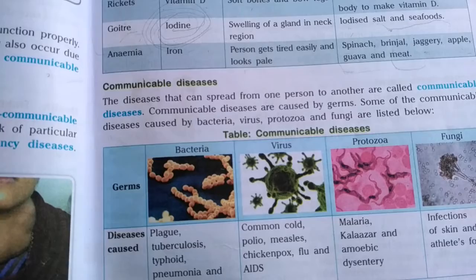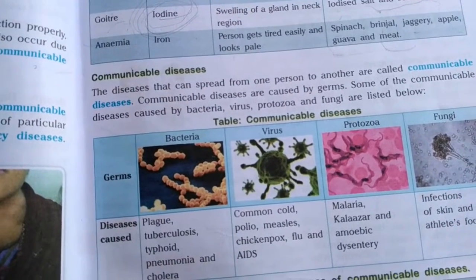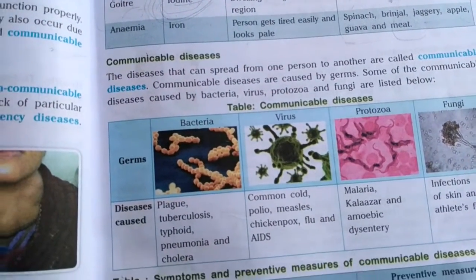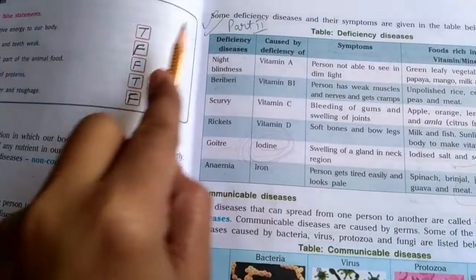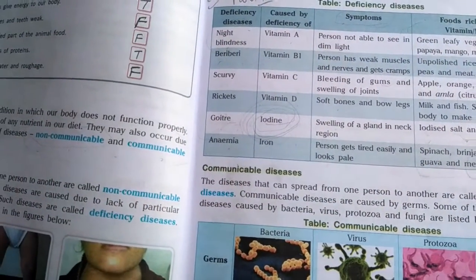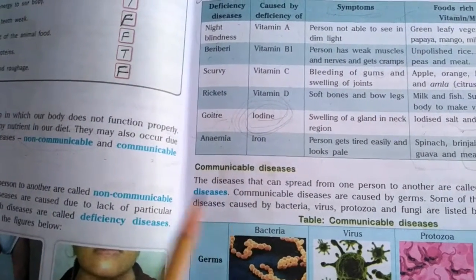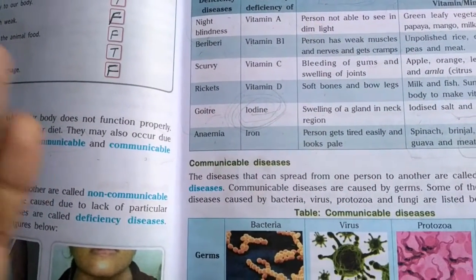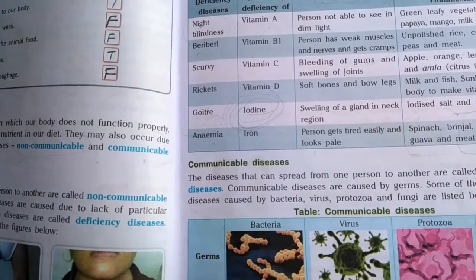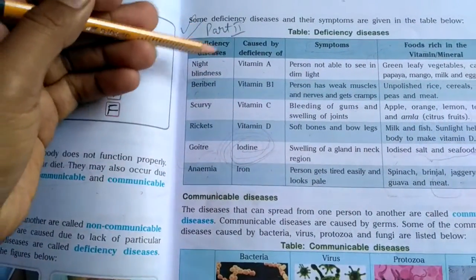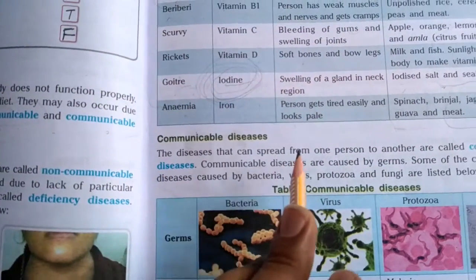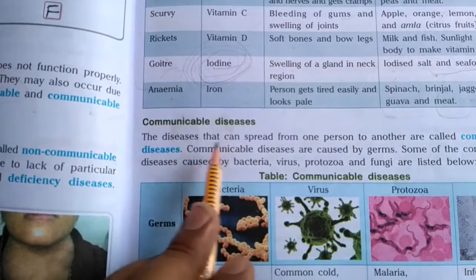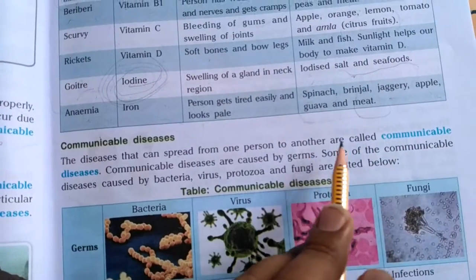In case of non-communicable or deficiency diseases, that was confined to any particular person. For example, if anemia happens to any single person, it will remain confined to that particular person only. It cannot spread. That person cannot spread anemia from his body to any other person. So these diseases were called deficiency or non-communicable diseases. But in case of communicable diseases, these kinds of diseases can spread from one person to another person.